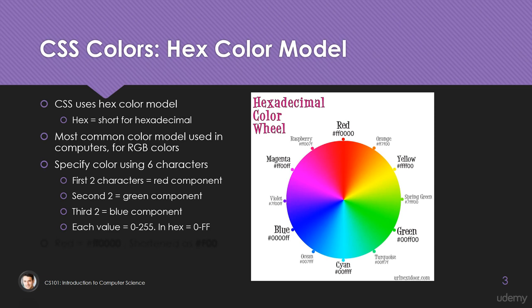At the very top is red, which is FF0000. The first 2 characters represent the red component, the second 2 the green, and the last 2 the blue component, and each value is 0 to 255 or 0 to FF. And red, as you can see in this example, is FF0000, which can be shortened as F00.